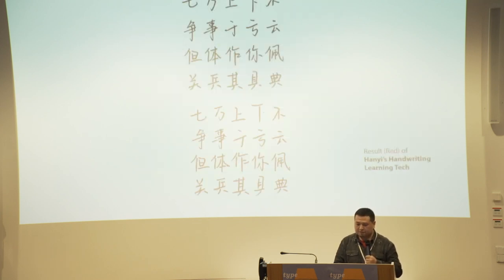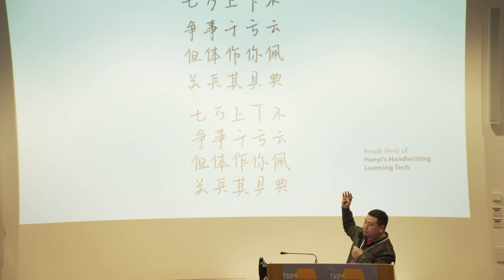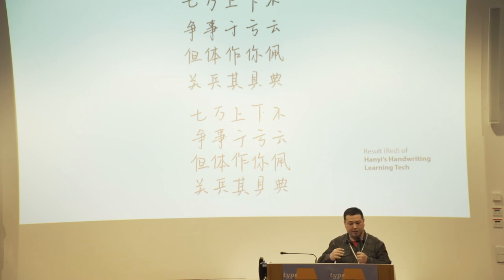Most of the main foundries have done the same thing. This is a result of Han's handwriting learning technology. The upper sample is original drawings from the writers. We took a subset of the other glyphs and tried to regenerate these glyphs and learn the style. It's not perfect, but I think it comes really close.